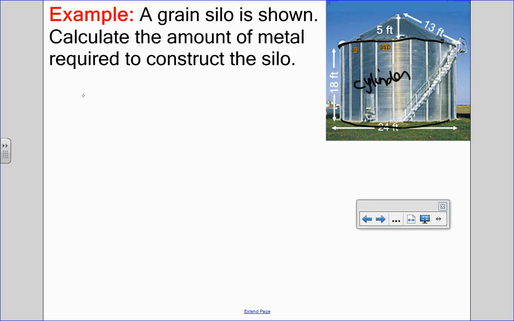So let's look at the surface area of a cylinder. It was area of the base, 2 pi r squared, plus that middle lateral area, which is 2 pi r h.